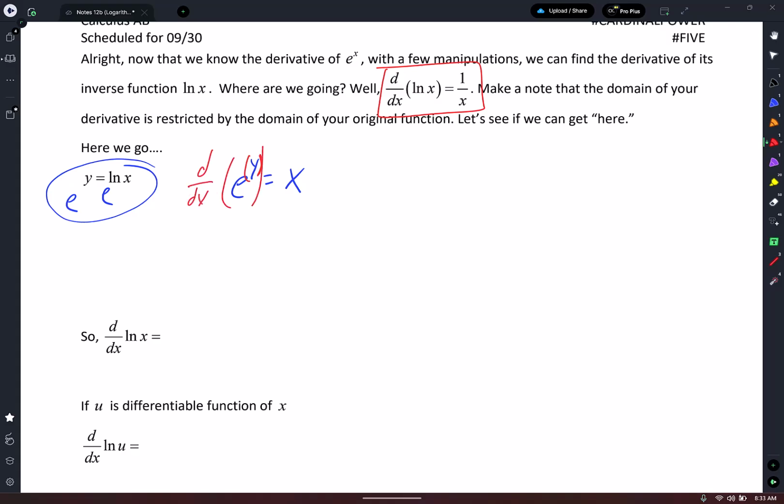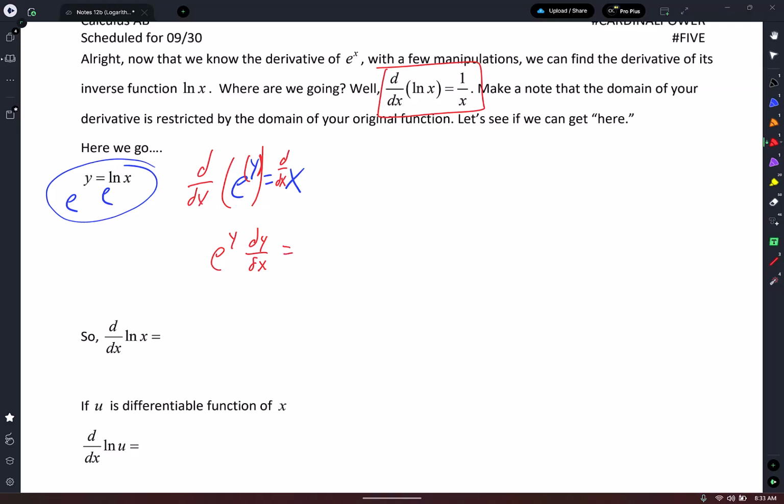Whatever you do to one side, you do to the other. So the derivative of e to the y is going to be itself, e to the y. Good job. And then chain rule, then I have to take the derivative of y. So the derivative of y is y prime, but can I just say dy dx? Yes. There it is. That's chain rule. E to the y, dy dx. Do you guys see what we did there?